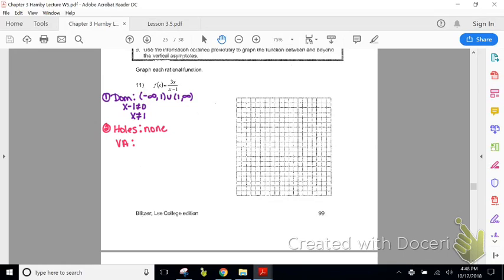And I need to find my vertical asymptotes. Well, that means where x minus 1 is equal to 0 is my vertical asymptote, which means I have one at positive 1. So x equals 1 will be my vertical asymptote.